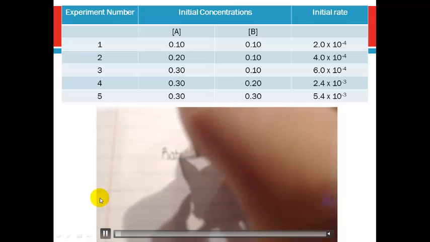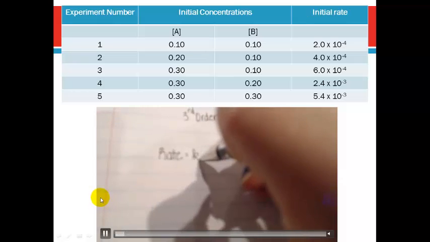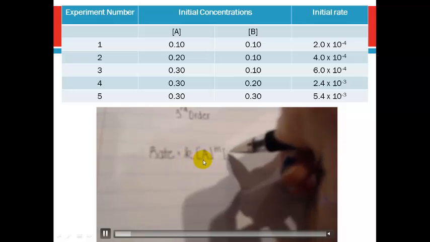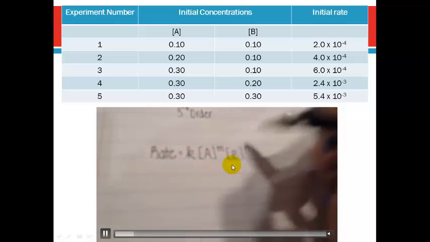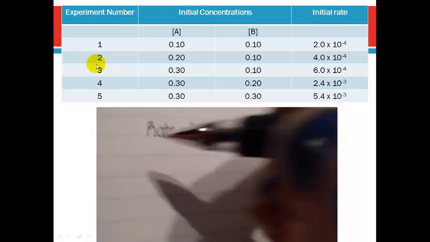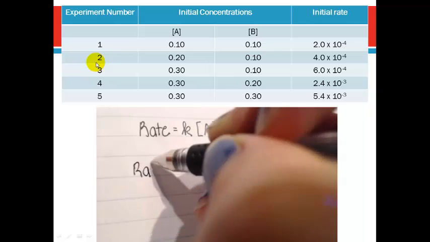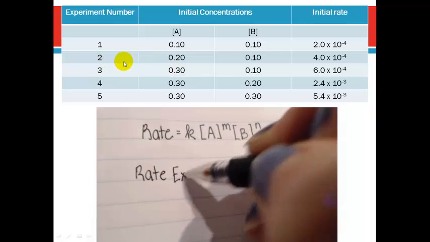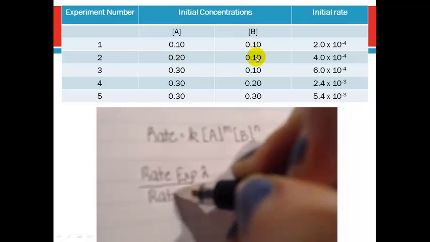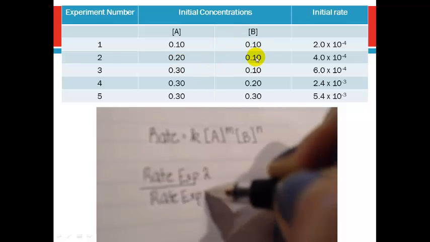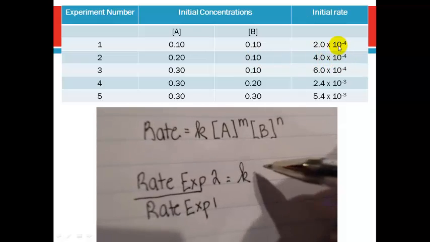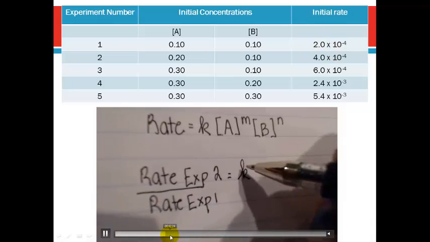So we know that if we write the rate expression for this, we're going to have some constant K times the concentration of A to some power times the concentration of B to some power, M and N. And we know that if we compare experiment 2 to experiment 1, where A is doubled but B is the same, we know the rates. So the rate of 2 is 4 times 10 to the negative 4th, and the rate of 1 is 2 times 10 to the negative 2nd.